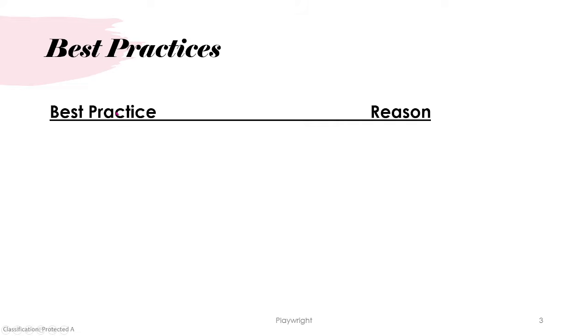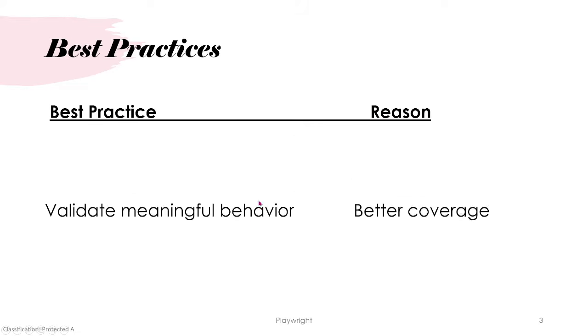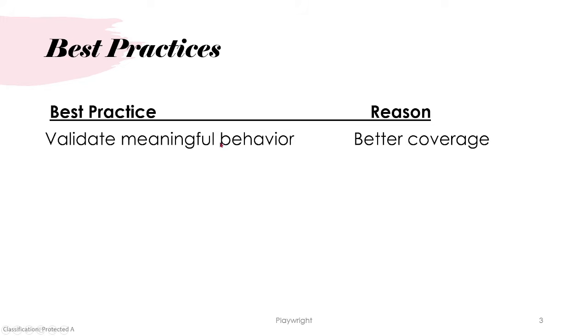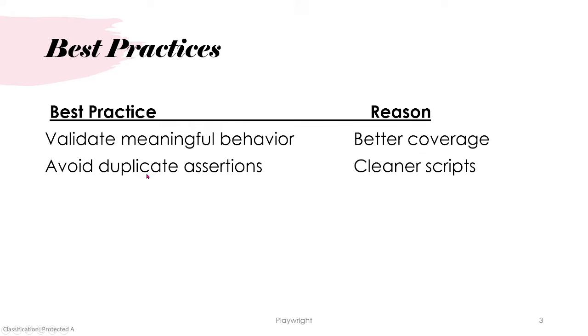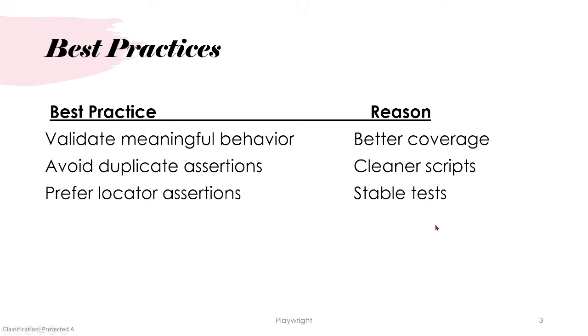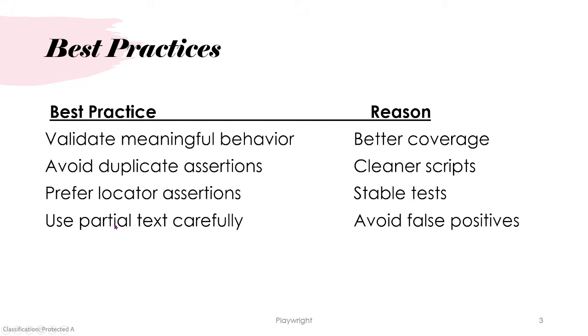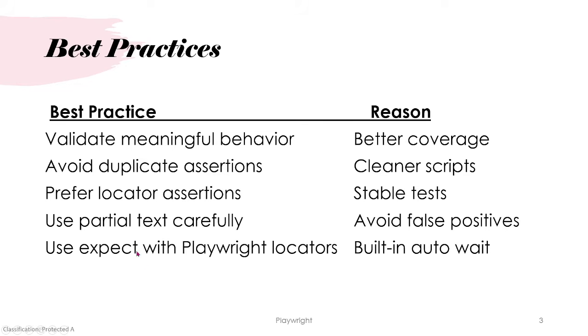Best practices. Validate meaningful behavior, for better coverage. Avoid duplicated assertions, for cleaner scripts. Prefer locator assertions, for stable tests. Use partial text carefully to avoid false positives. Use expect with Playwright locators, which has built-in auto-wait.